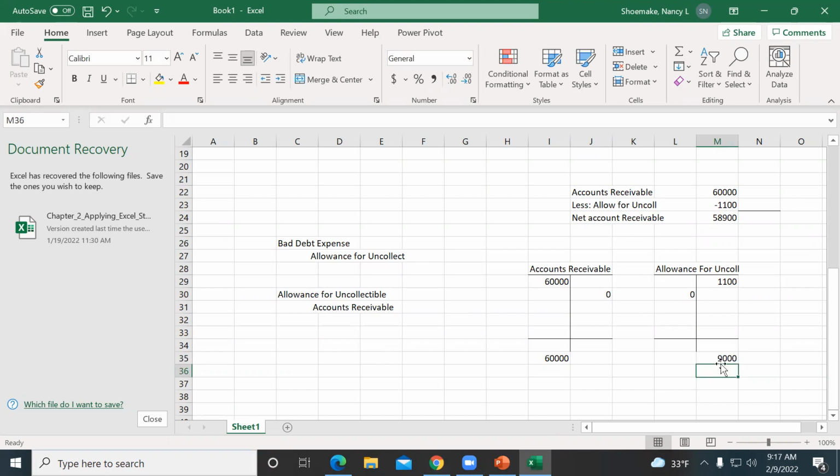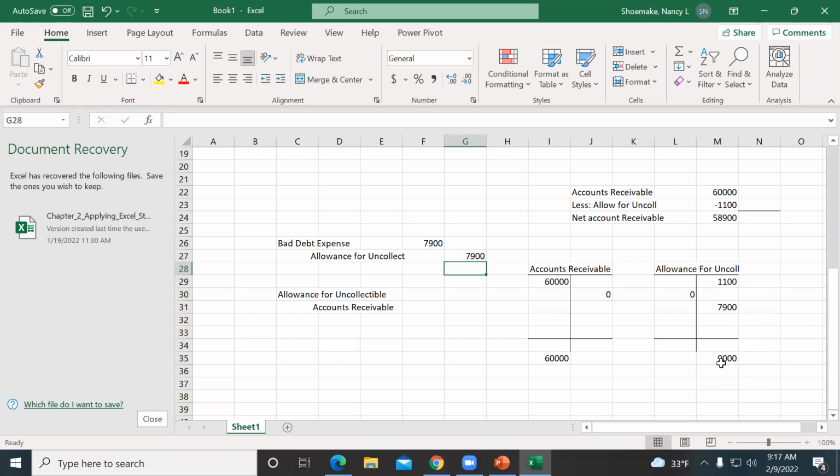9,000. Do you see where I put that 9,000? They want this allowance for uncollectible accounts to now have a balance of 9,000. So what are we going to do to get a balance of 9,000? Aren't we going to say 9,000 minus the 1,100 because it's already sitting as a credit? Don't we need our bad debt expense to be 7,900? And our allowance for uncollectibles, the journal entry would be 7,900 in order to get this 9,000?